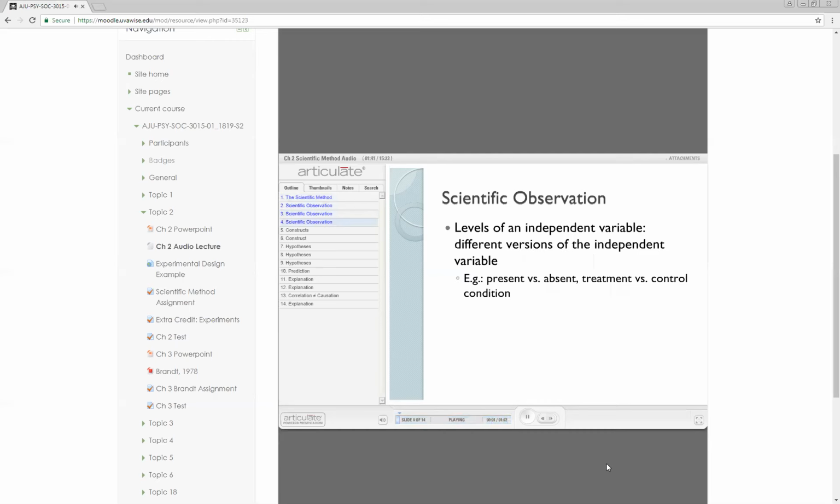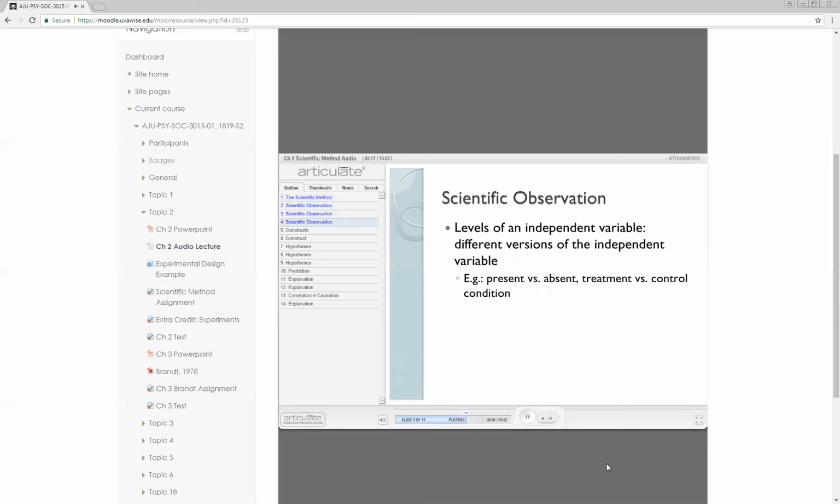Now, because the independent variable is the factor that I'm manipulating, I'm going to have different versions of the independent variable. These are called levels of an independent variable. So at the most simplest experiment, we could have two levels of an independent variable. The independent variable is either present or absent. So in the textbook example, one student or one group of students reads their textbook, another student or group of students do not read their textbook, therefore the independent variable is absent.